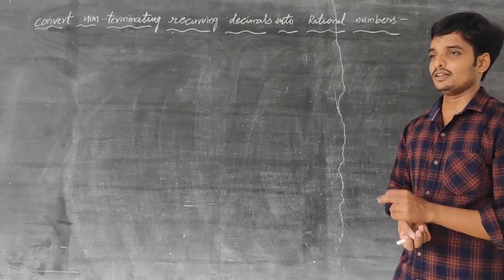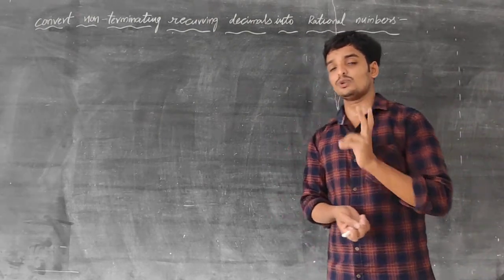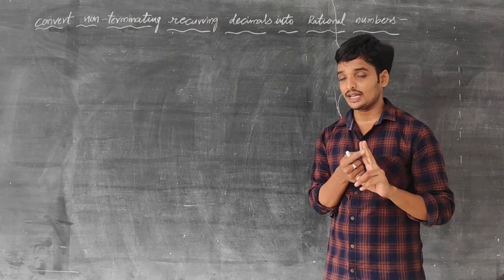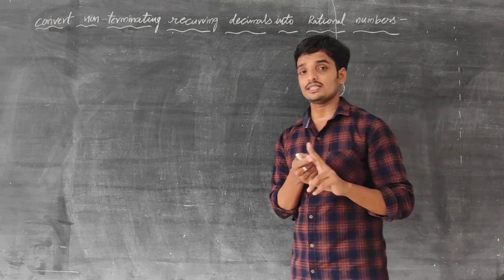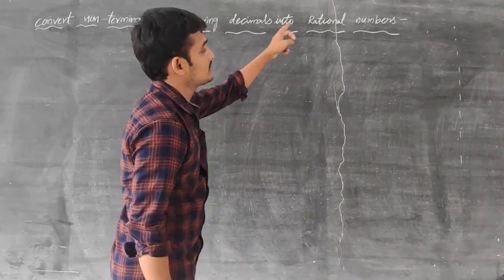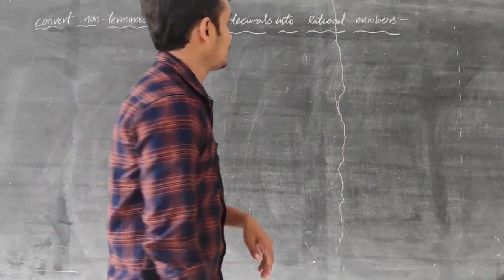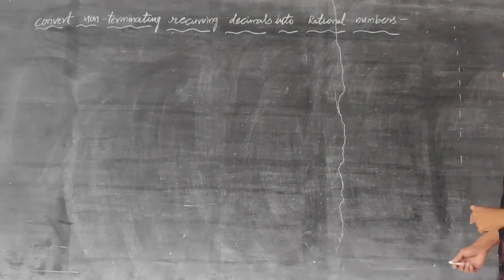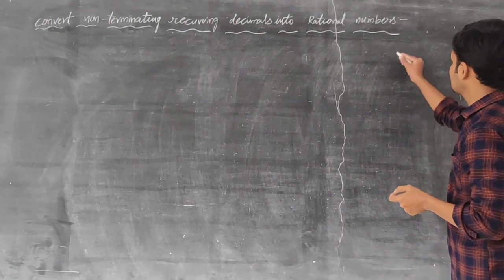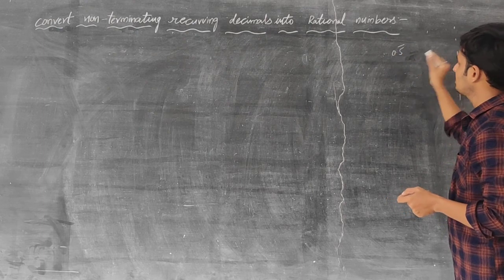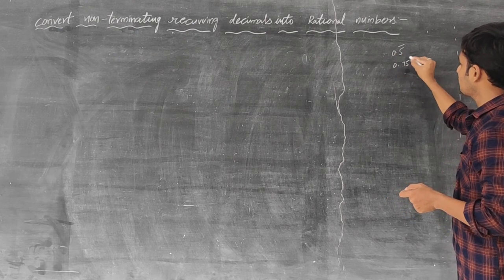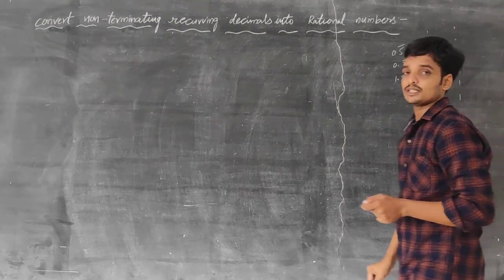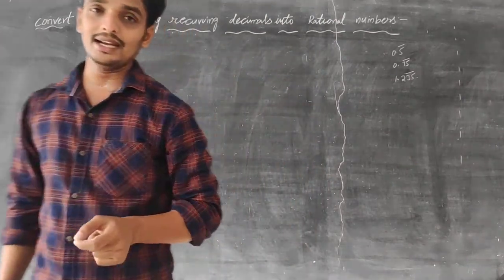In decimal numbers, we have discussed two types: terminating decimals and non-terminating recurring decimals. Now in this class, we are discussing converting non-terminating recurring decimals into rational form. Non-terminating recurring decimals have a bar, like 0.5 bar, 0.75 bar, 1.235 bar.